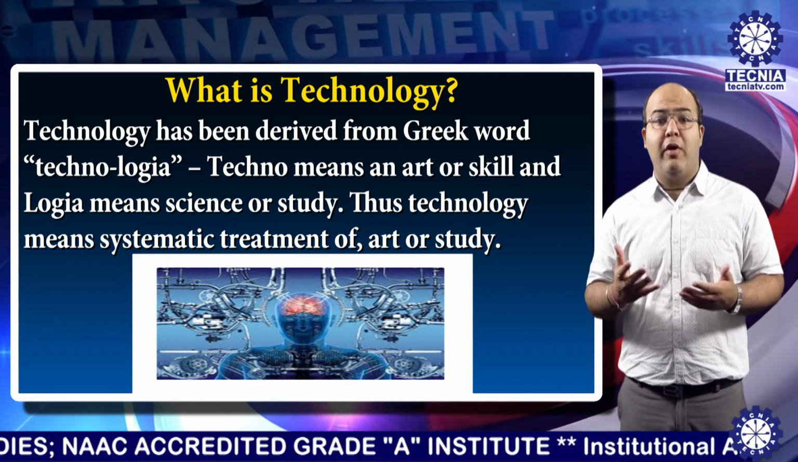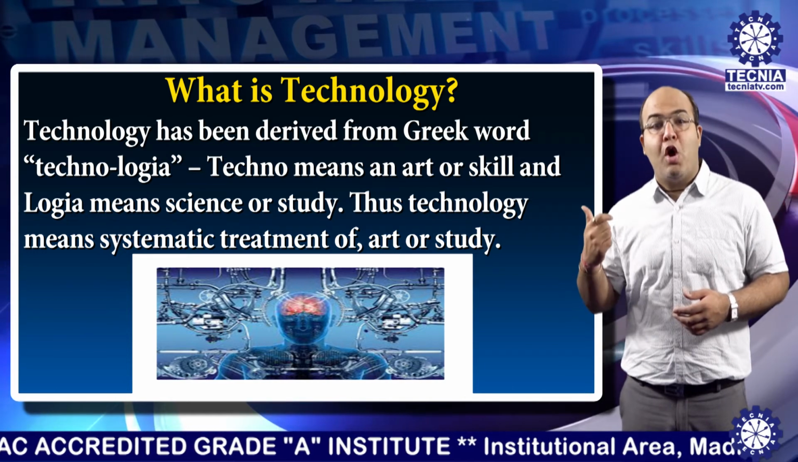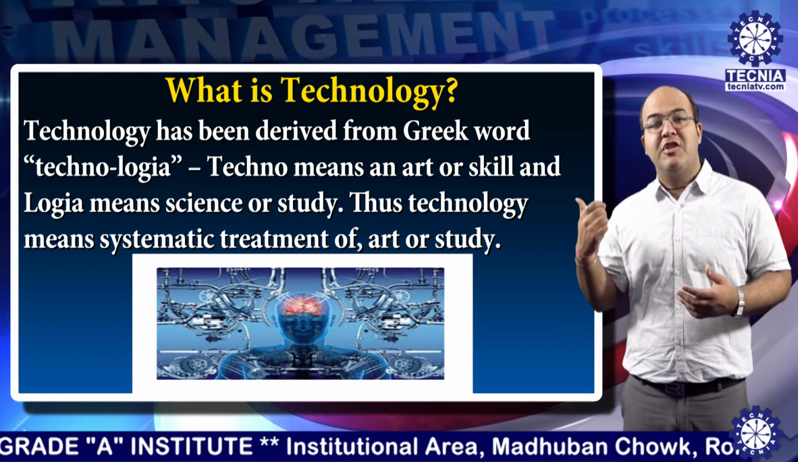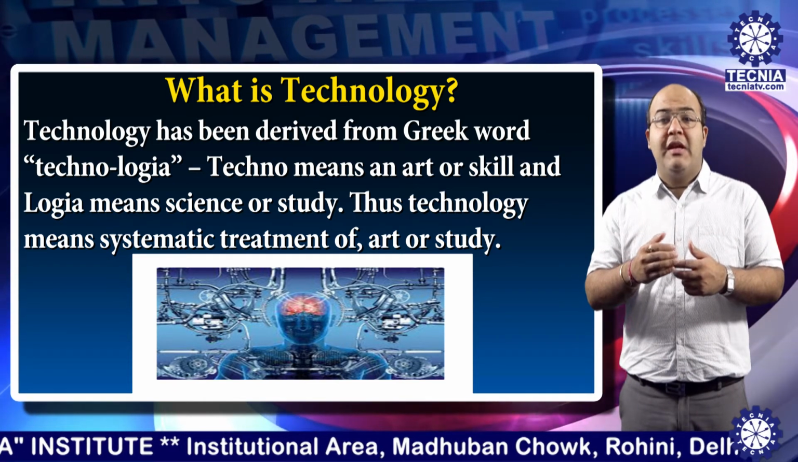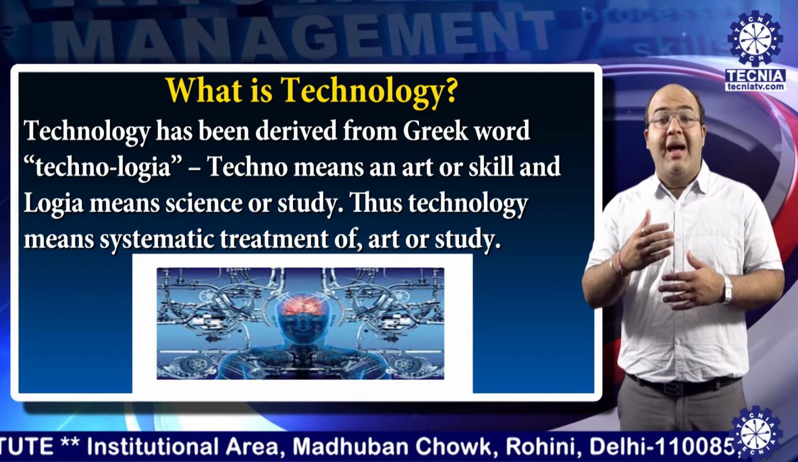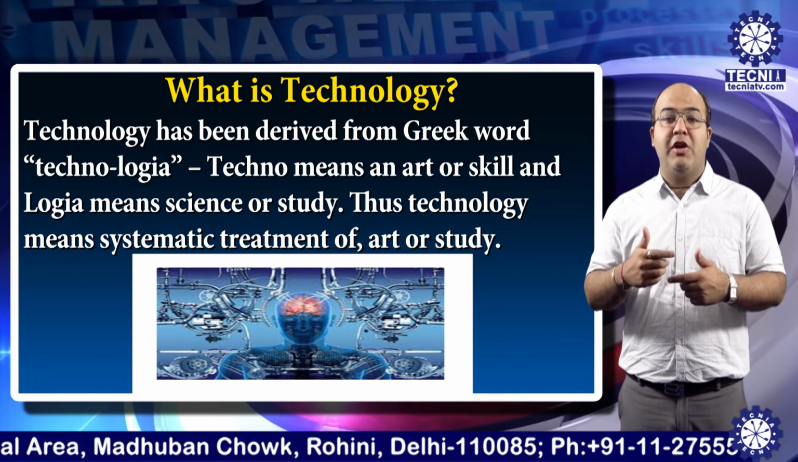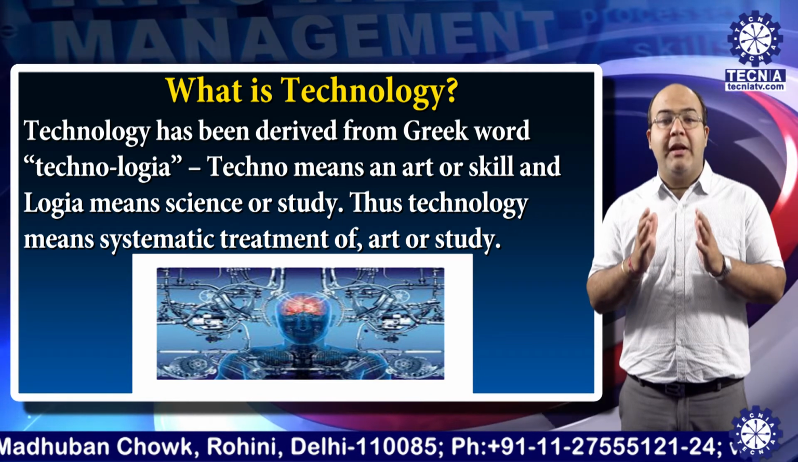Technology has been derived from the Greek word technologia. Techno means an art or skill and logia means science or study. So, technology means systematic treatment of an art or study. According to the Oxford English Dictionary, technology is the application of scientific knowledge for practical purposes.